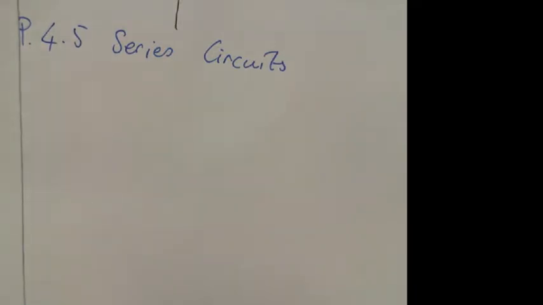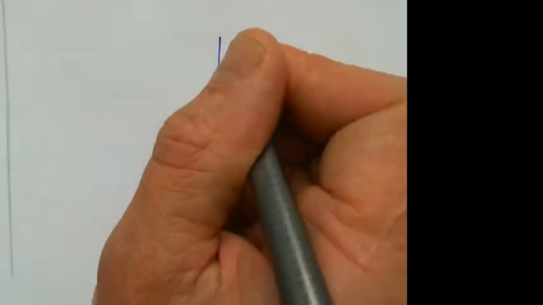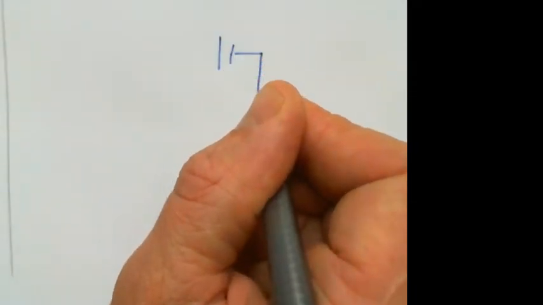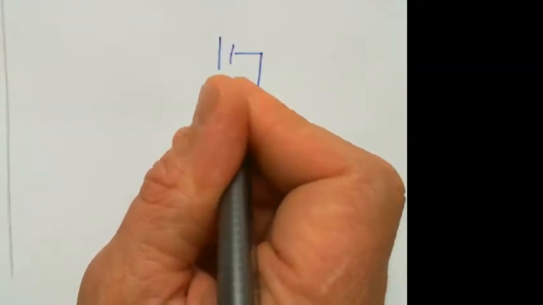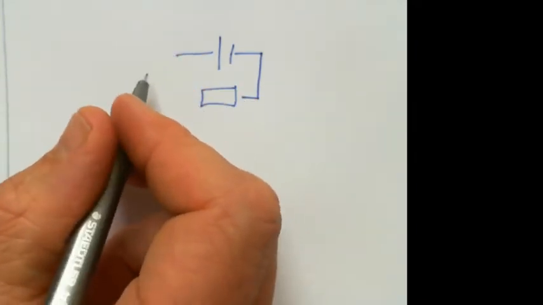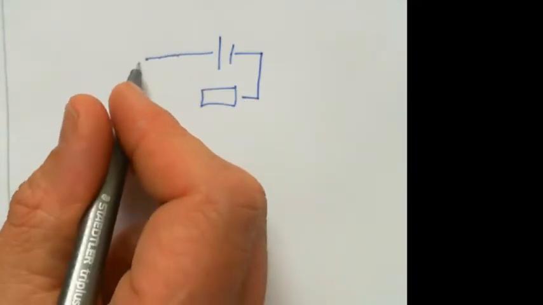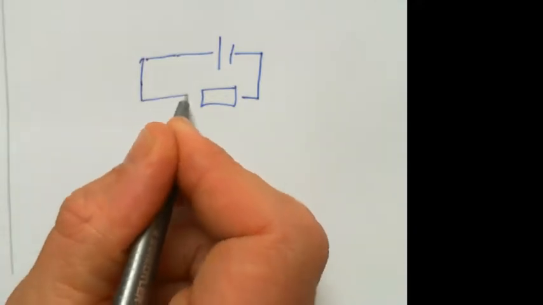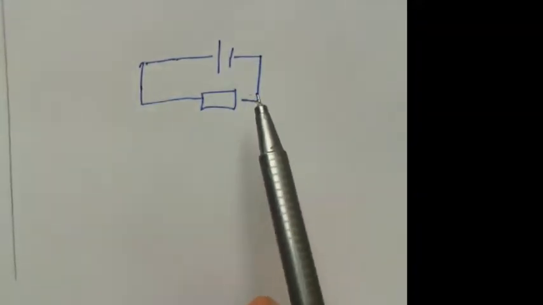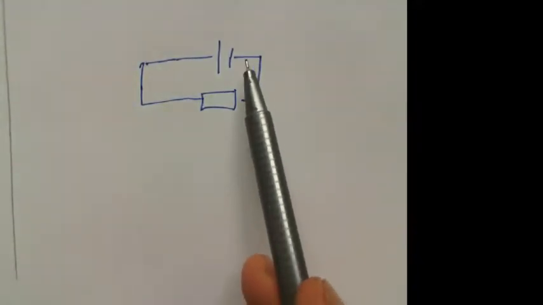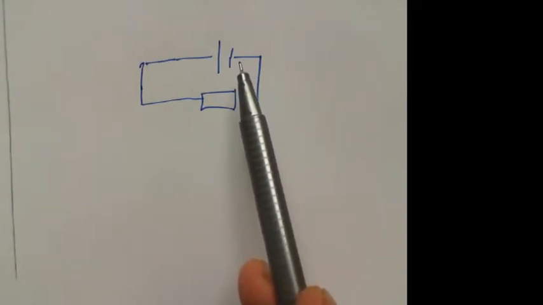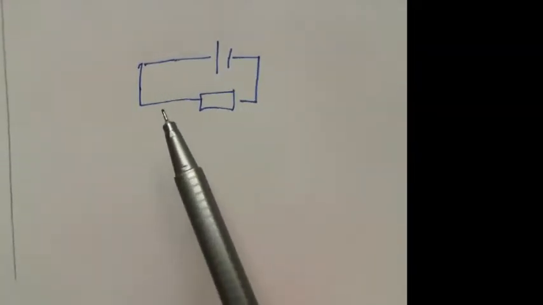P4.5 series circuits. Okay, we're going to look at the different rules to do with series circuits. So the first one that I'm going to show you is a simple series circuit. Can't get any more simple than this. And the reason why it's called a series circuit is because the components happen in series.